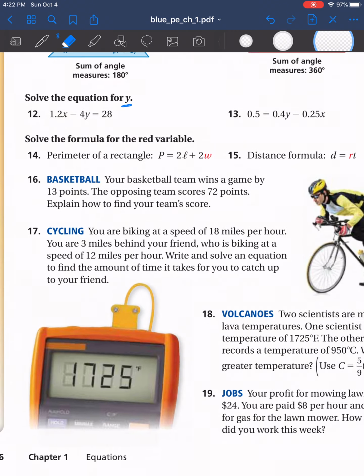Number 16. Your basketball team wins a game by 13 points. The opposing team scores 72 points. Explain how to find your team's score. Okay, so you guys know their team scored 72. You won by 13 more points. I'm going to let you guys solve number 16 because I feel like you guys can do that one.